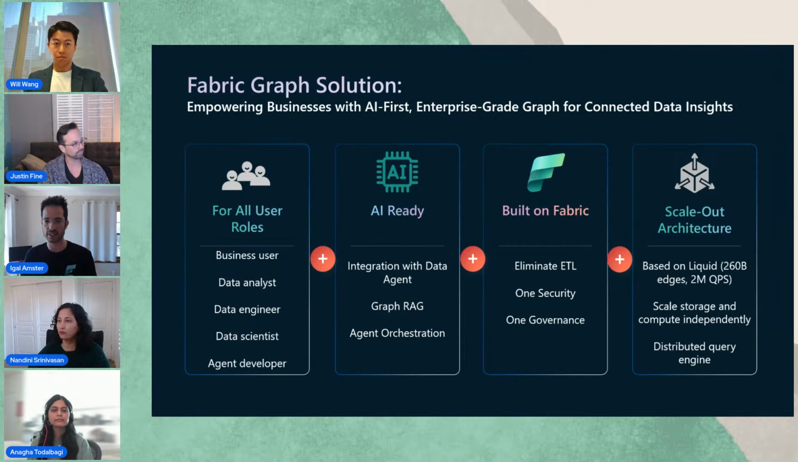Third, it's native to Fabric, right? Running directly on OneLake with one security and governance model, everything with no ETL whatsoever. And the fourth, the last but not least, it's proven at scale. It's built on one of the most performant and large graphs on Earth, which is LinkedIn's. So it's pretty much influenced from its design and architecture, and makes it real. So together, this makes Fabric Graph practical for real enterprise use cases and AI workloads.